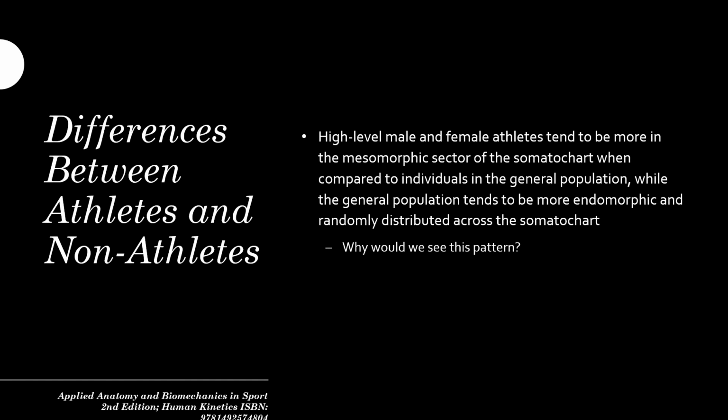So the normal population tends to carry more body fat, the athletic population tends to carry more muscle mass, the athletic population tends to be clustered around a certain point in the somatochart, and the random general population tends to be more spread. So why do you think you would see this pattern? Another point to think about.